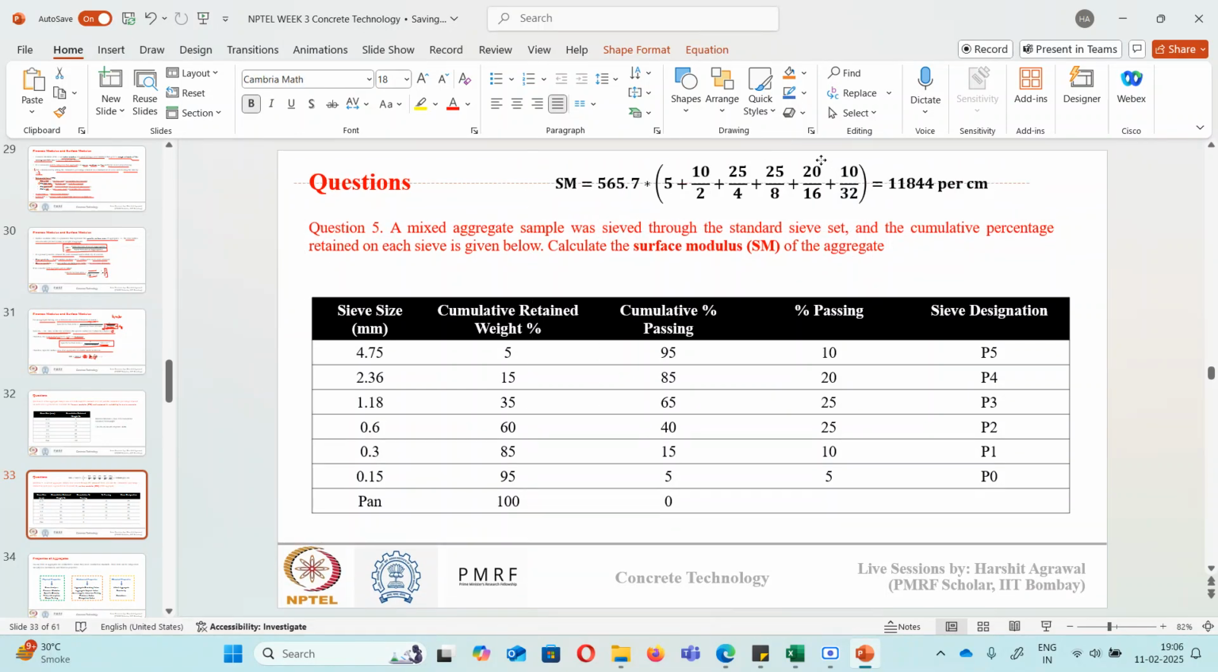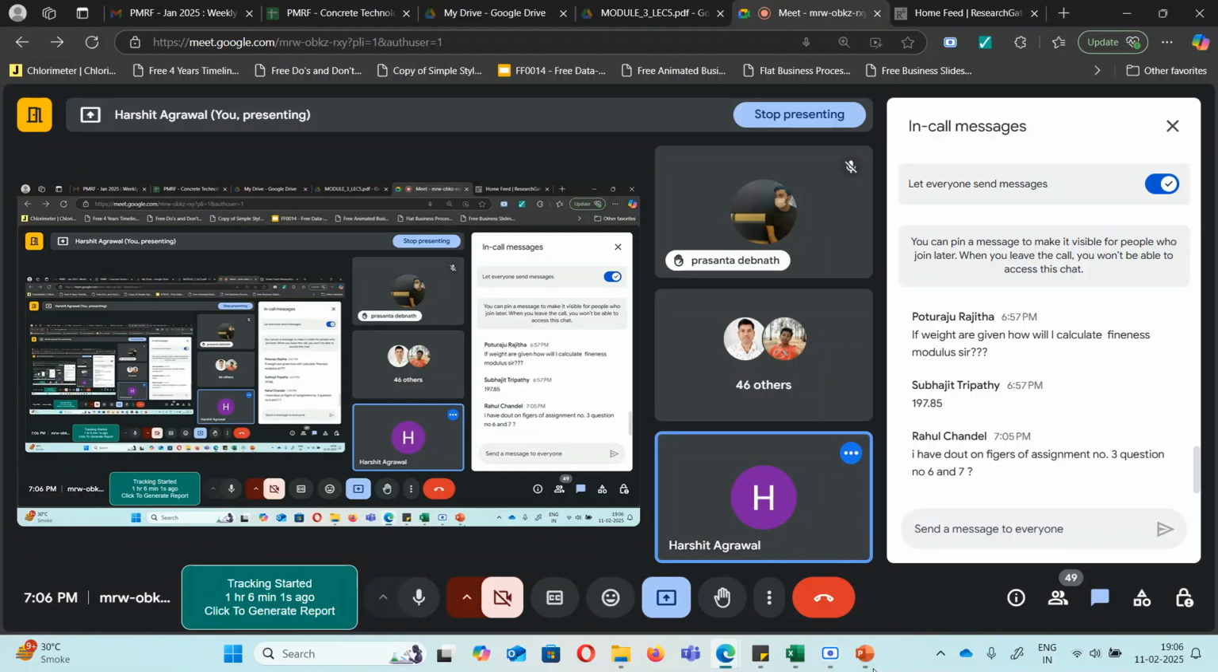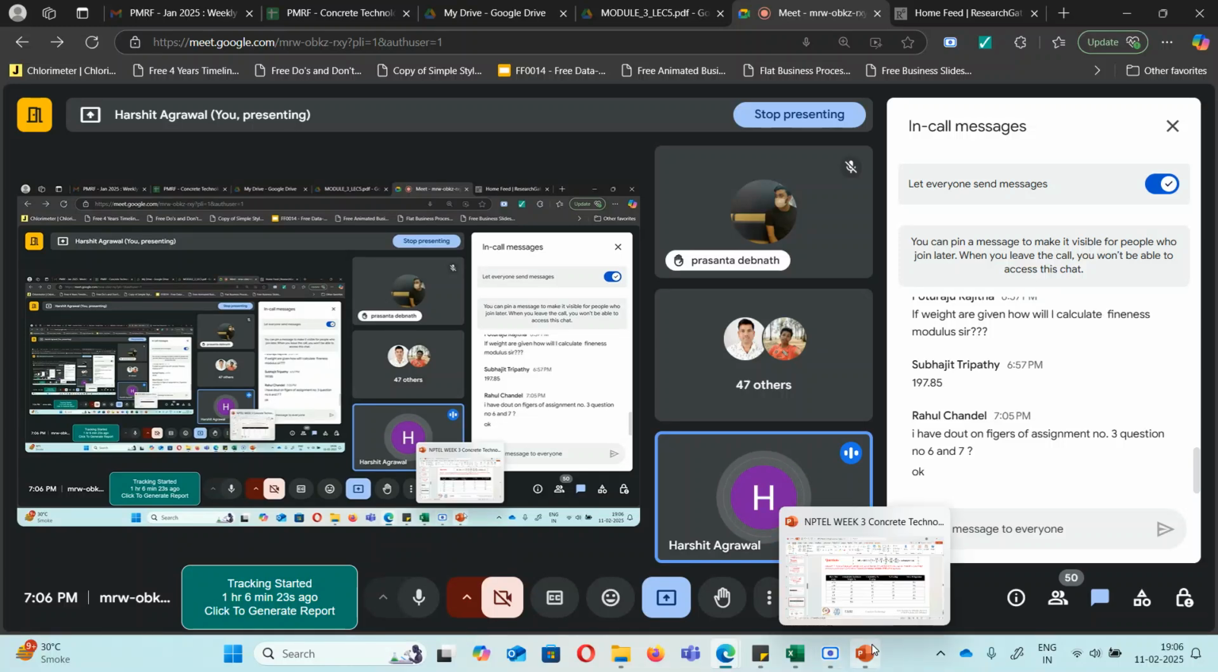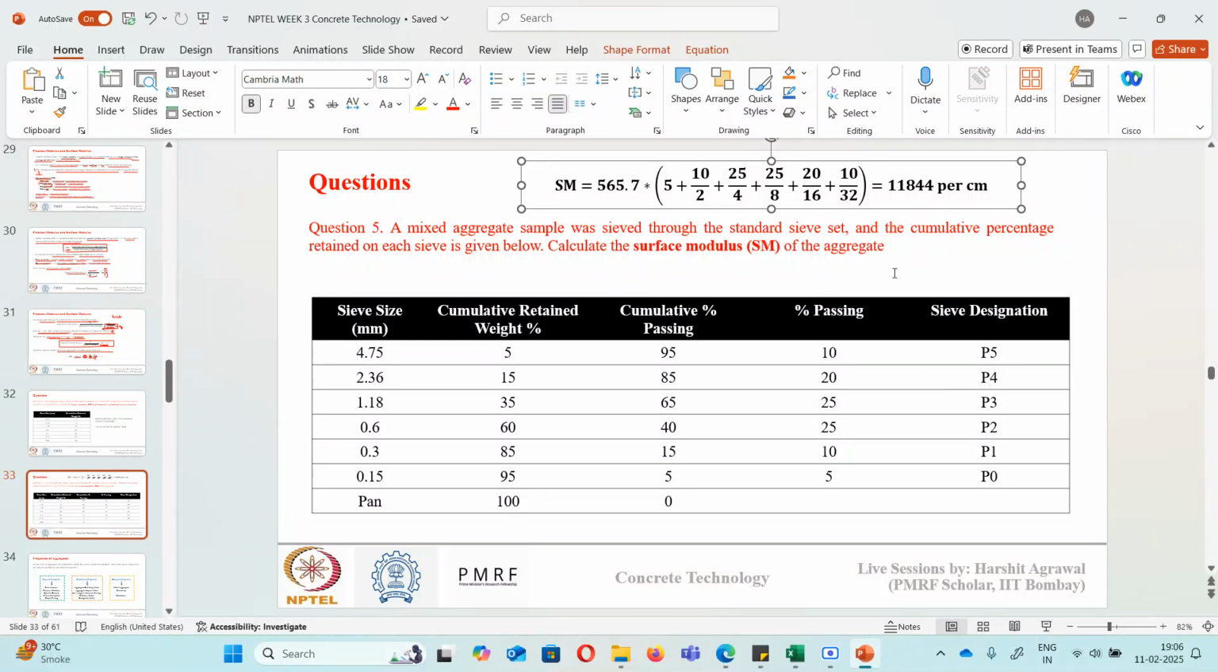Clear with the calculation? Assignments we will discuss at the end. I guess this assignment is not yet submitted by you, so maybe next week I will be able to discuss. I can't discuss the assignment before the submission date. For now, just try to understand this question. Any doubts in this question?